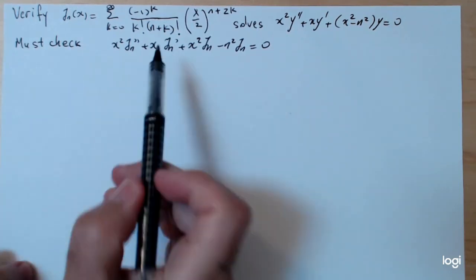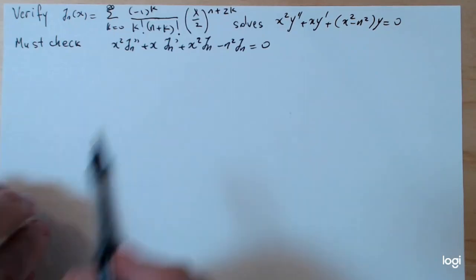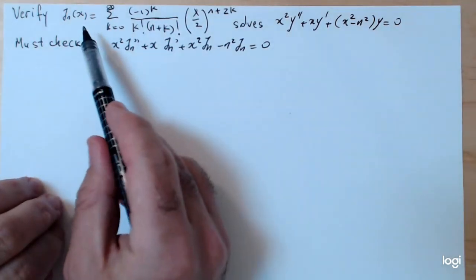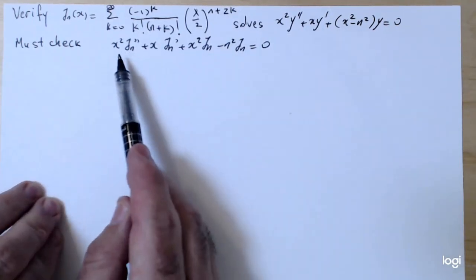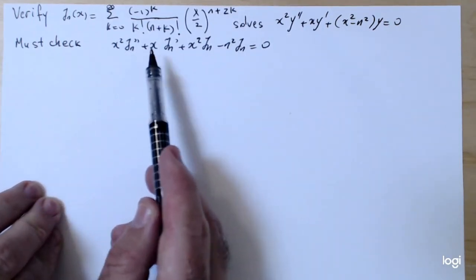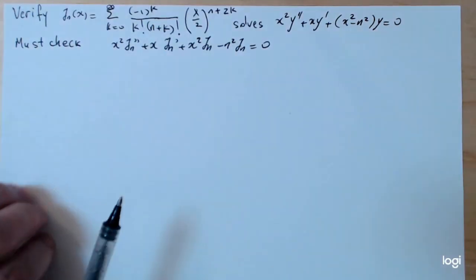So as I mentioned here already in the page, we need to verify that Jn of x given by this summation solves the Bessel equation of order n. So therefore, we must check that if I plug in Jn of x for y, and I expand that parenthesis, then I need to basically check that x squared Jn double prime plus x Jn prime plus x squared Jn minus n squared Jn is equal to 0.